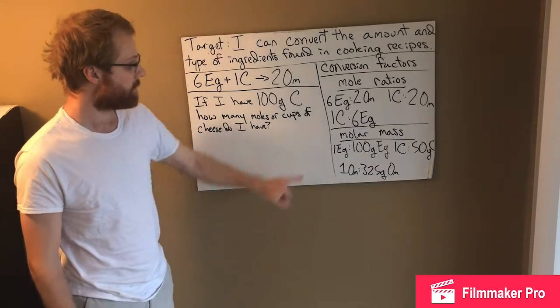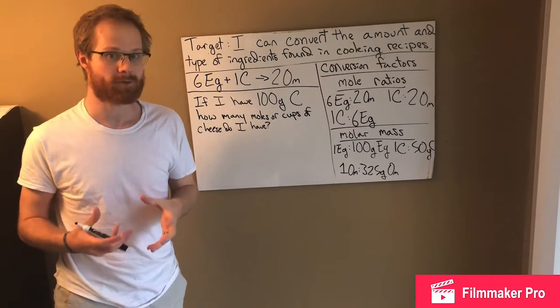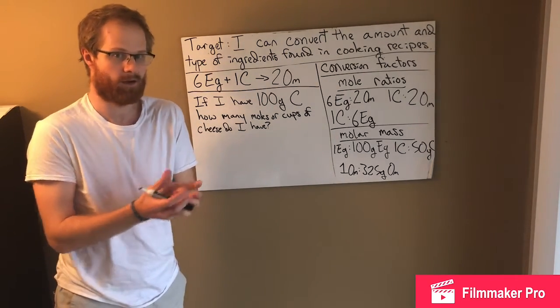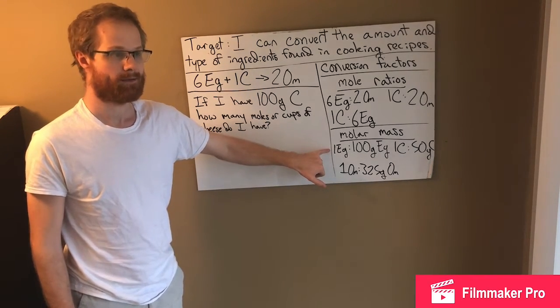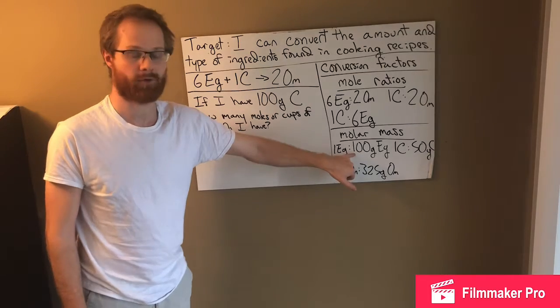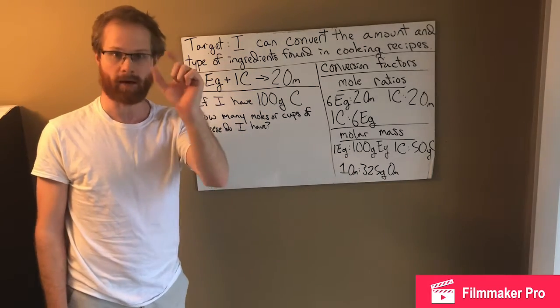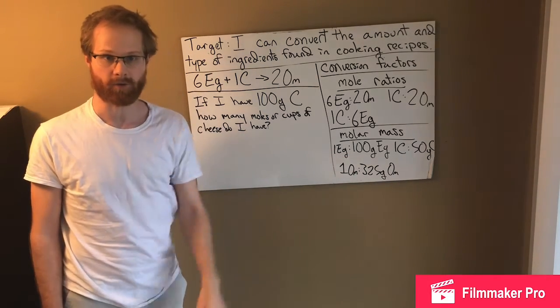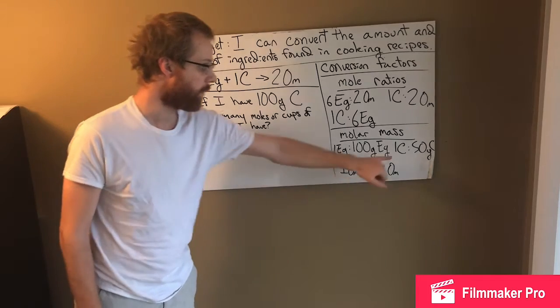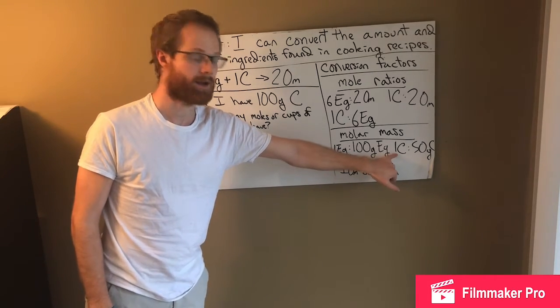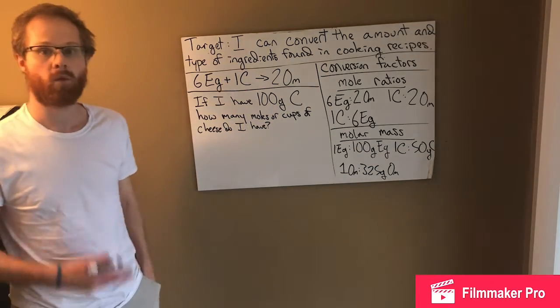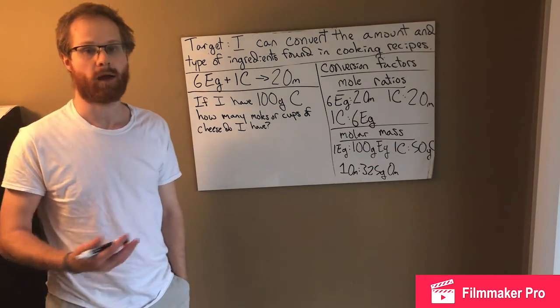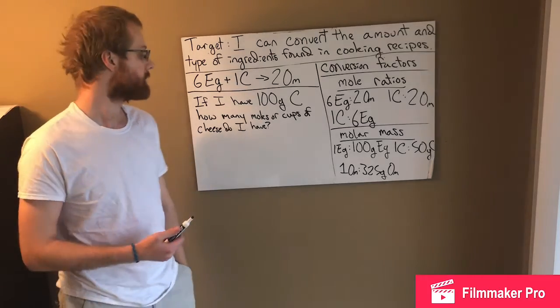The molar mass is how much mass is in a mole. So if I have 1 egg, that egg has a mass of 100 grams, because eggs are all about the same mass. They're all about 100 grams. If I've got 1 cup of cheese, that cup of cheese has a mass of 50 grams. So why are these numbers useful? How could we use these in the kitchen?